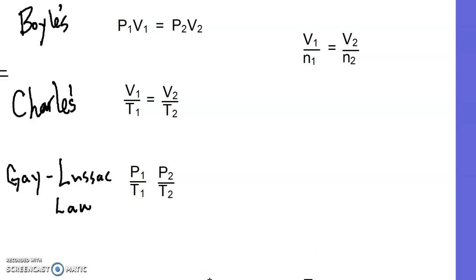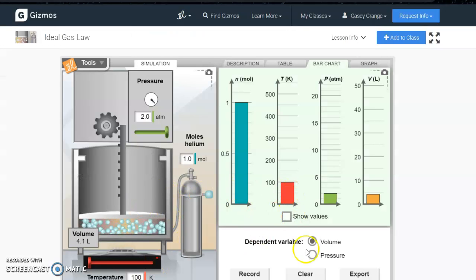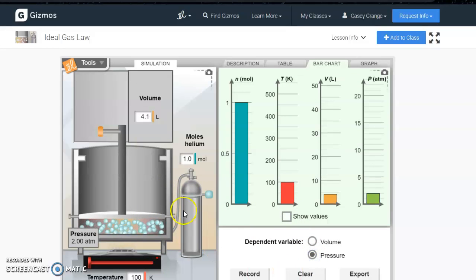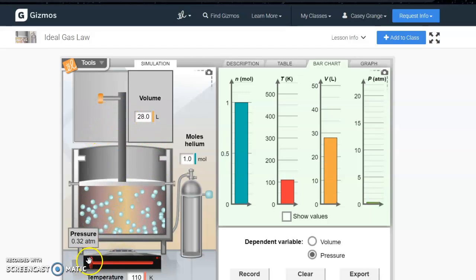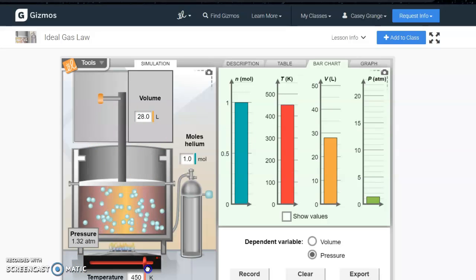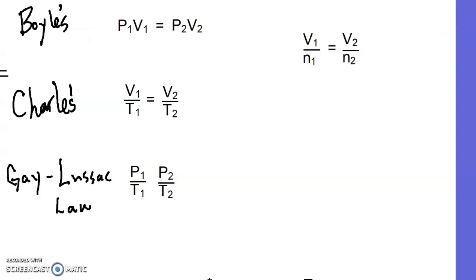And so you can see that if we increase the temperature, our pressure is really going to increase. So those are a direct relationship. Increase that temperature, pressure goes up, right? You see it's not a 1-to-1 ratio, but it goes up a little bit there. So that's the Gay-Lussac. We're not really going to get into that too much.